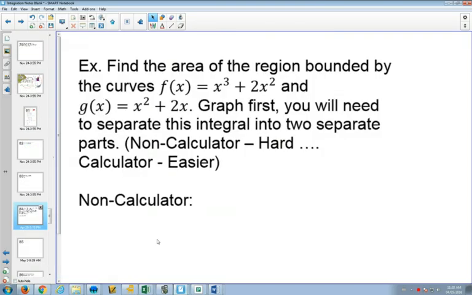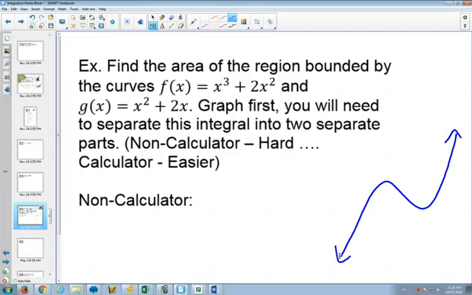So here we have a cubic graph, x cubed plus 2x squared, and a parabola. Now something about an x cubed graph, because it's a positive x cubed graph, you know that it's going to start down here. It might have something like this happen in between, because that's what could happen with the cubic graph. And it will end going up to the right.